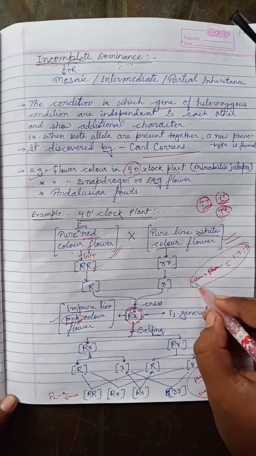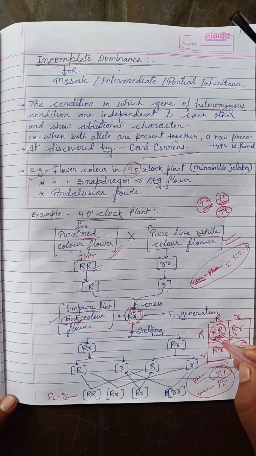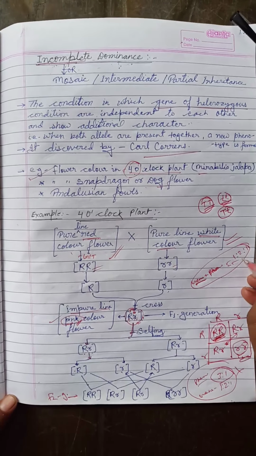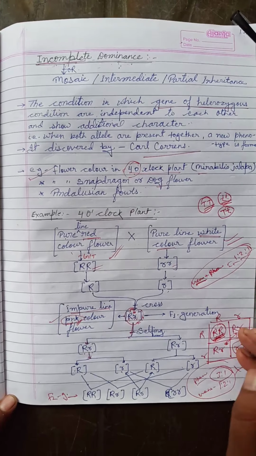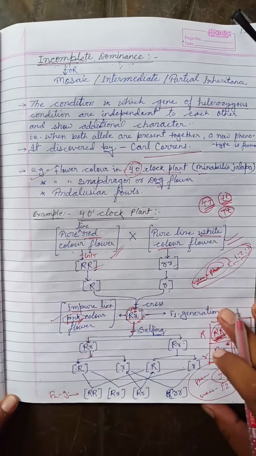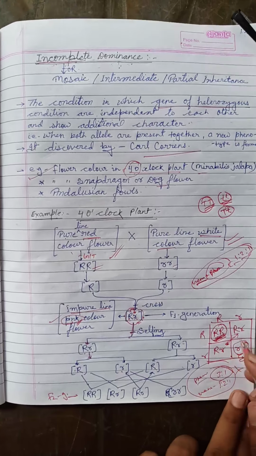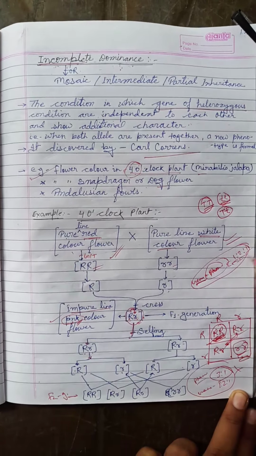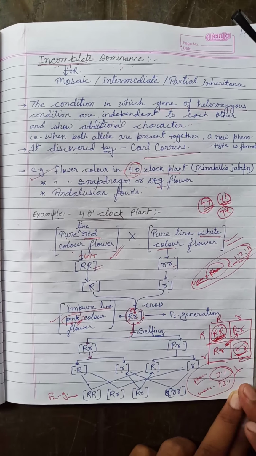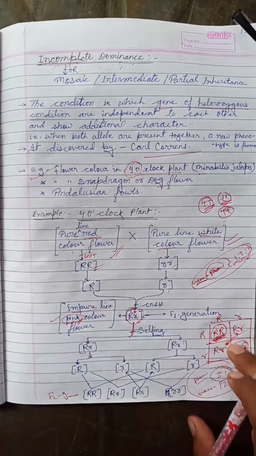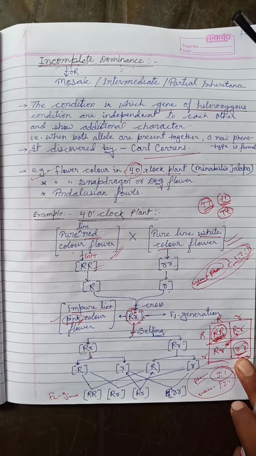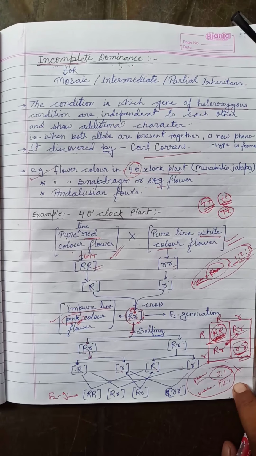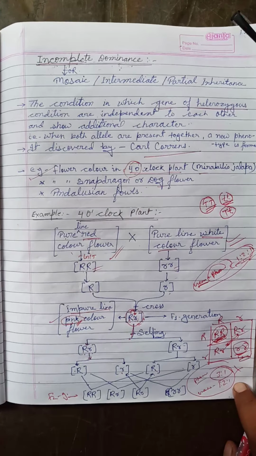Is it clear? Genotypic, why? Because you can already see here capital R is 1, capital R small r 2, and small r 1. And phenotypic, that means the external appearance. External appearance is red in color, this is the pink in color 2, and white in color. Is it okay? That's why it does not obey the rule of law of dominance. That's why it's categorized in the exception of law of dominance as the incomplete dominance.